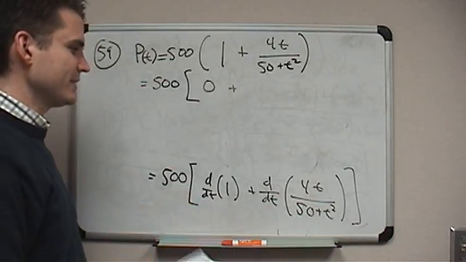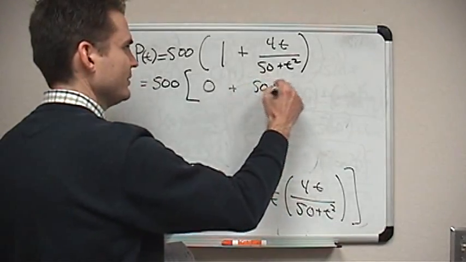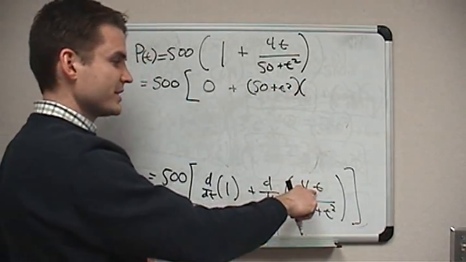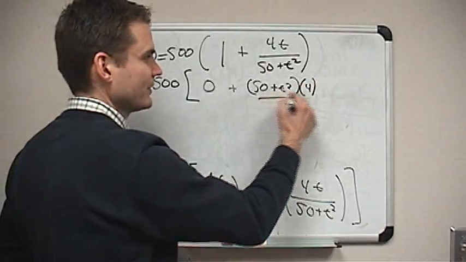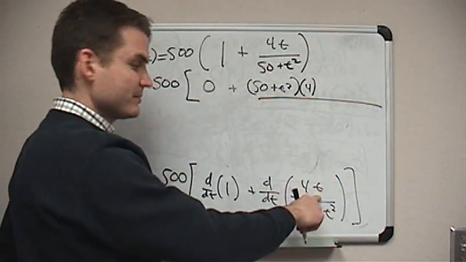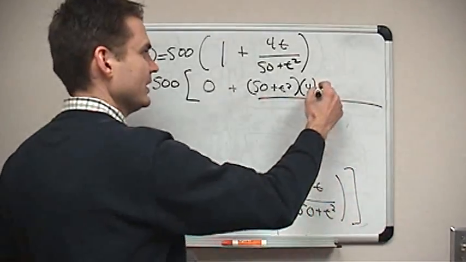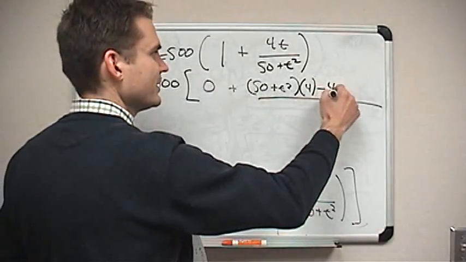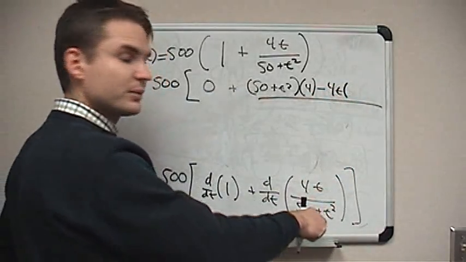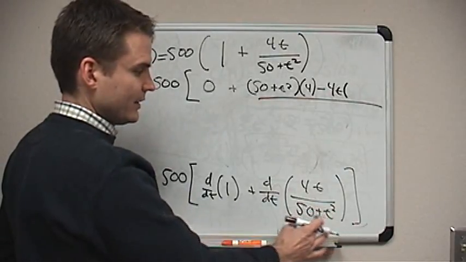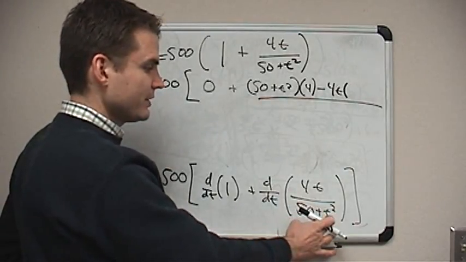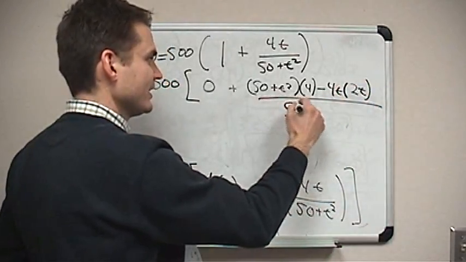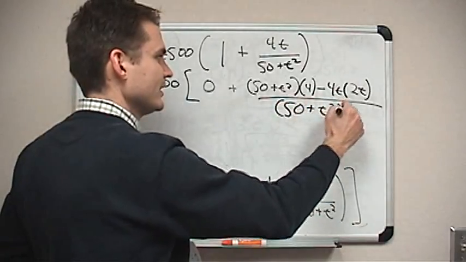Let's remind ourselves of the quotient rule. It says in our book, take the denominator, 50 plus t squared, times the derivative of the numerator. The derivative of 4t is just going to be 4, since it's a constant times t, and the derivative of t is 1. Now from that we have to subtract the numerator times the derivative of the denominator. So 4t times the derivative of 50 plus t squared. The derivative of 50 is 0, the derivative of t squared is 2t, and that's it. And then in the denominator I've got the original denominator squared.